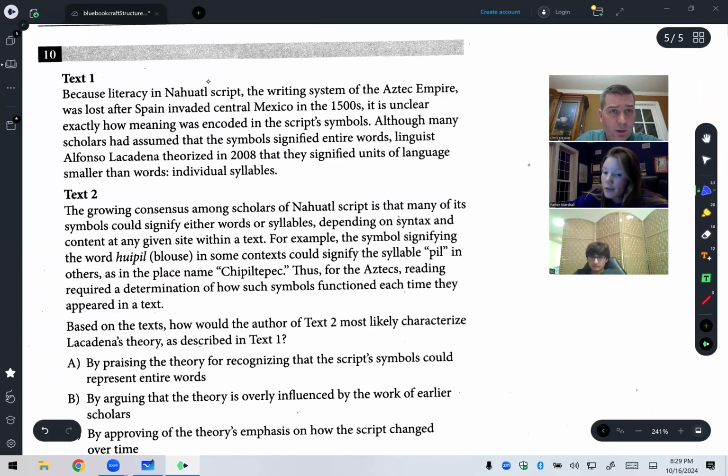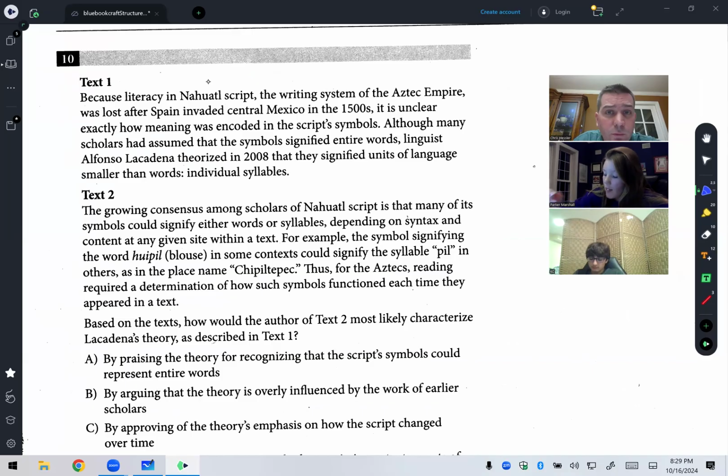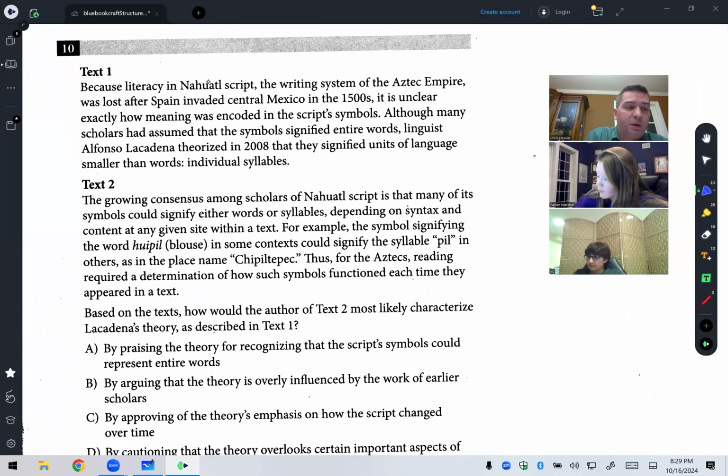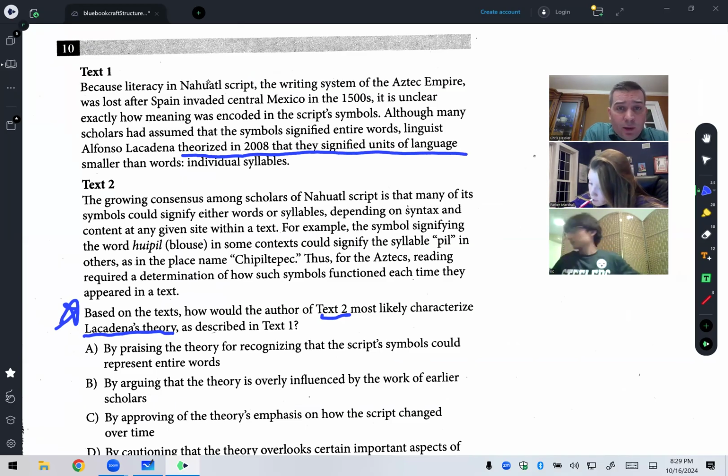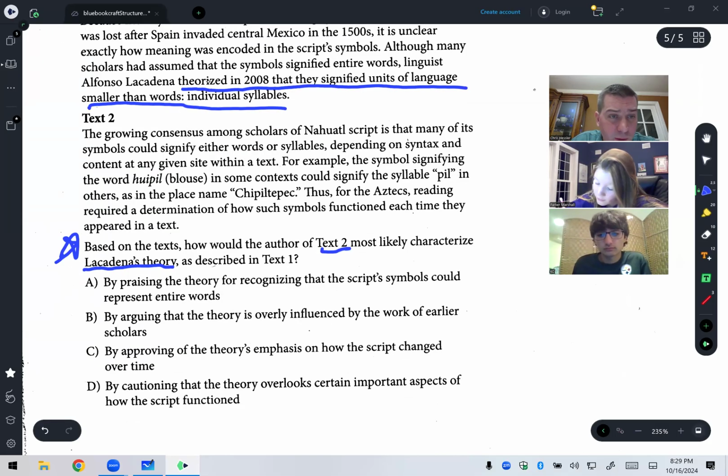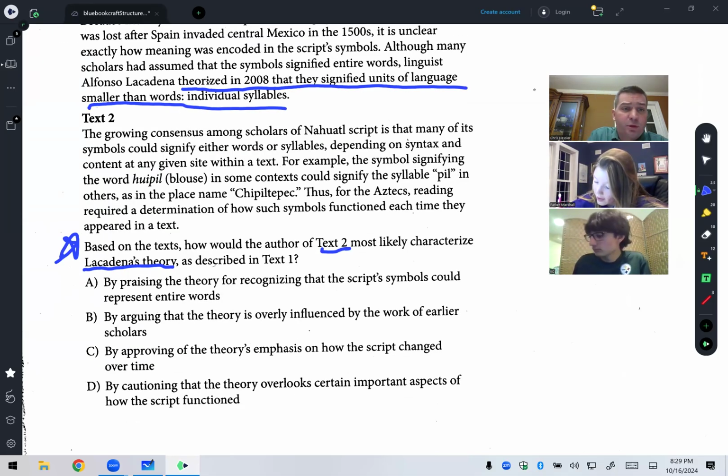All right. Literacy in this script. The important thing, I'm just going to read the prompt here. They say, based on the text, how would the author of text 2 characterize the theory from text 1? So here's the theory. This person theorized that the symbols signified units of language smaller than words, syllables. Let's look at a wrong answer. A, by praising the theory for recognizing the script symbols could represent entire words. No, that passage from text 1 says syllables, not entire words. That's wrong.